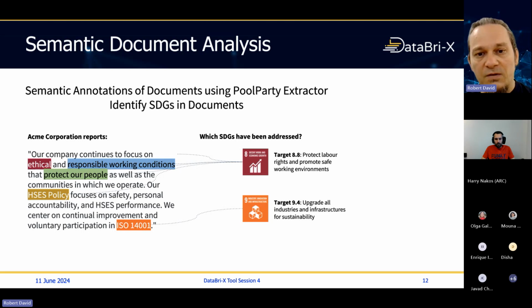And on the left side, you can see it's identified by several different terms that are all associated with the same concept. So basically consolidating different kinds of textual descriptions of the same concept into one entity of the knowledge model. And on the bottom, we see upgrade all industries and infrastructures for sustainability, which is identified by one label, by ISO 14001, an ISO standard.